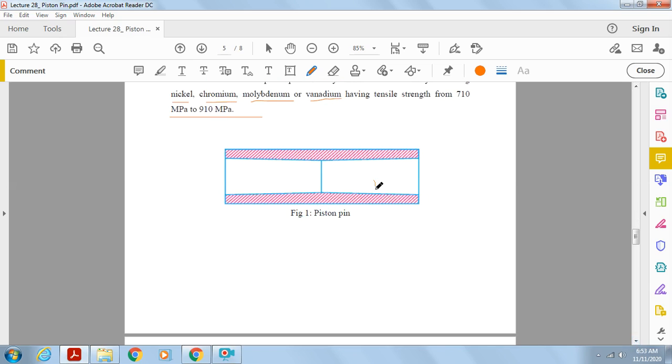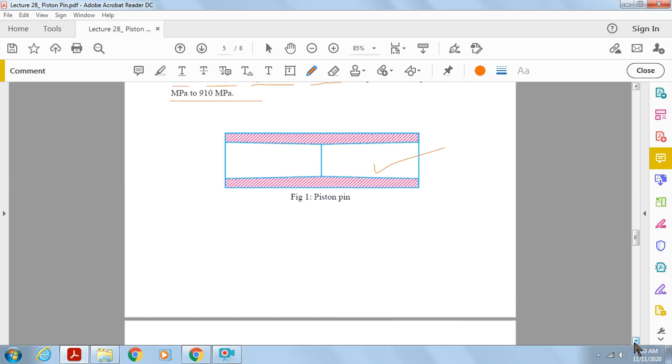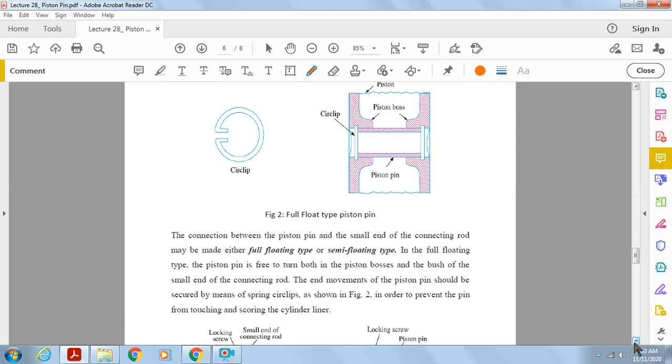This is the piston pin that I have already shown you earlier. Now this is a full floating type piston pin, because piston pins are classified into several categories. The connection between the piston pin and the small end of the connecting rod may be made either full floating type or semi floating type. Depending upon the connection established, piston pins are classified as full floating or semi floating.